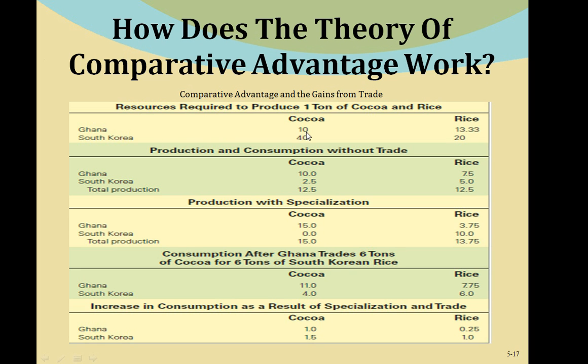It means Ghana is good in producing both products, and then production and consumption without trade. Assume that 10 times 10 is 100 resources already. 7.5 times 13.33 is equivalent to 100. So altogether 200 resources. While for South Korea, 4 times 25 is 100, and 100 more, 200. So both use 200. So now without trade, Ghana produces 10 and 7.5, South Korea 2.5 and 5.